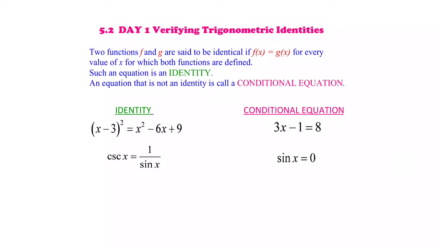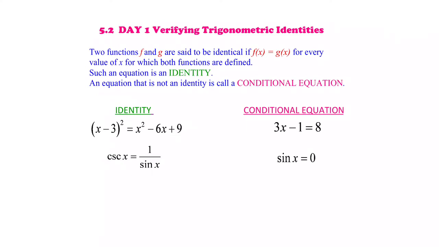Such an equation is called an identity. So we have an identity, and we also have an equation that is not an identity. It's called a conditional equation. So I have given you some examples of identities. If you take x minus 3 squared and you distribute it out, you get x squared minus 6x plus 9. Those two things are equivalent. Same thing with cosecant is equal to 1 over sine of x. That's an identity. You can prove that one side of the equation is equal to the other side.